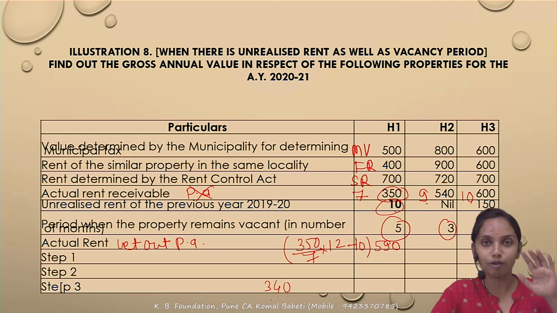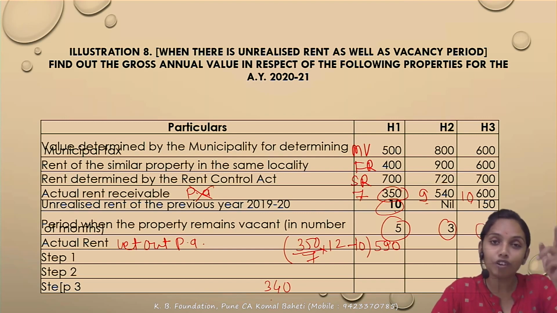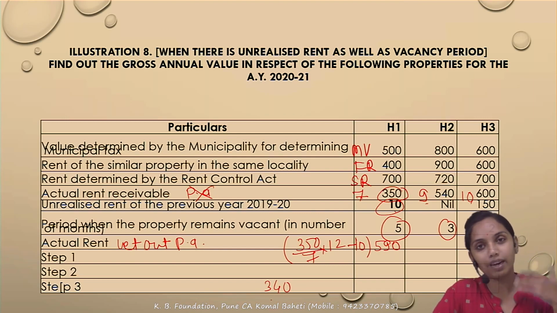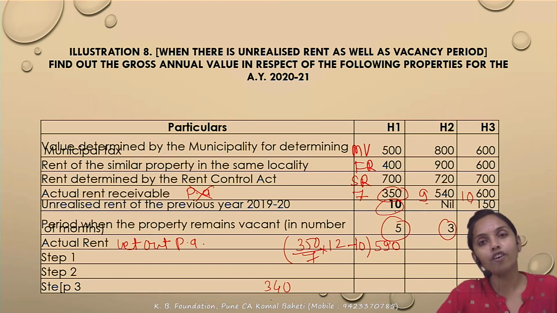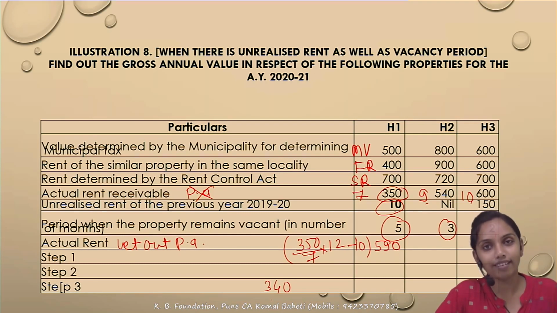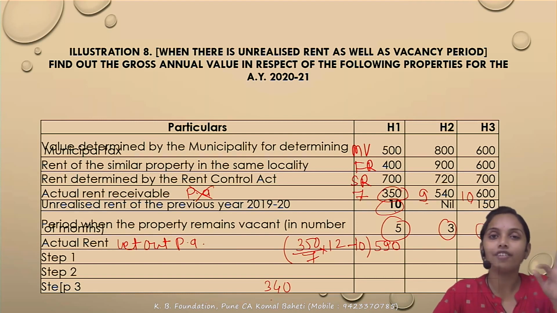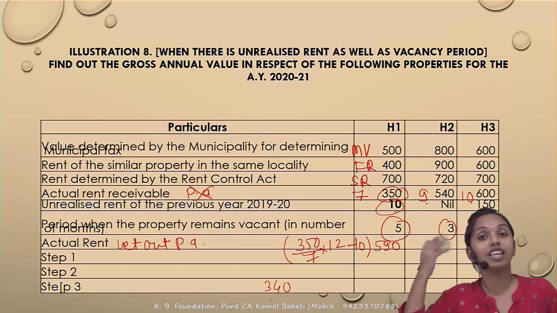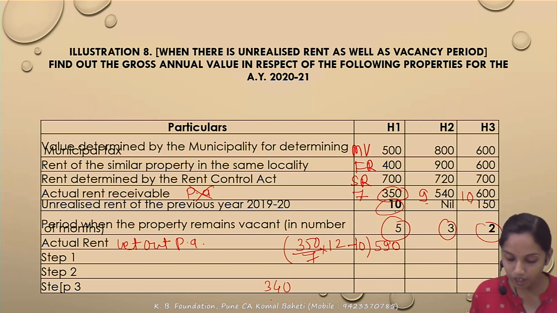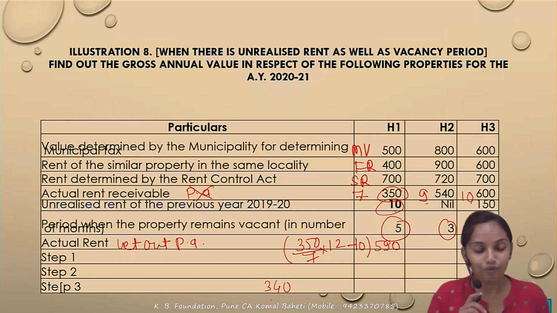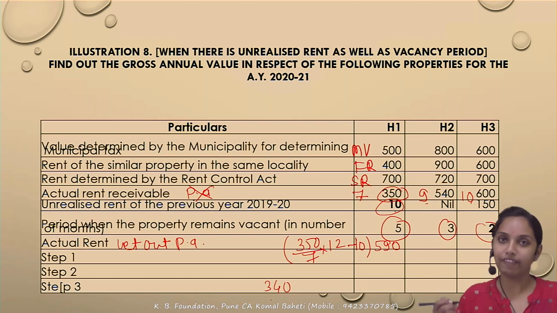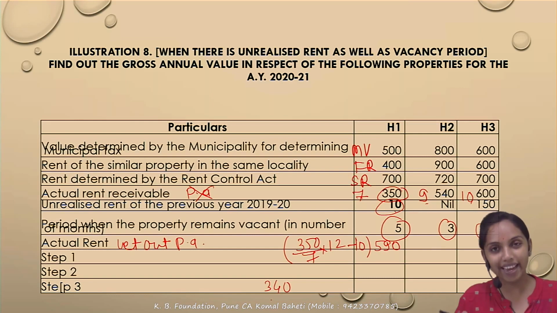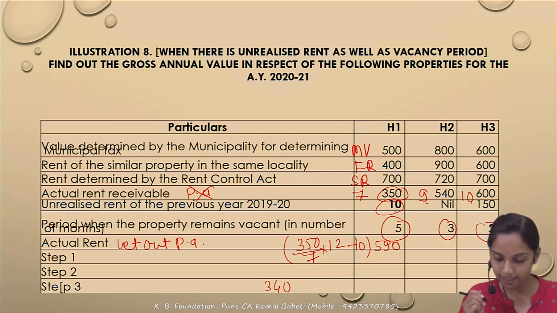How is it calculated? 350 is the rent receivable for the 7 months. If I would let out for the full year, divide by 7, multiply by 12, I would have got 600. But in that case also, I would not be able to realize the unrealized rent of 10. So how much could I have realized if there were no vacancy loss, correct? How much actual rent would I have received? 590. In the second case, 540 divided by 9, multiplied by 12, correct?